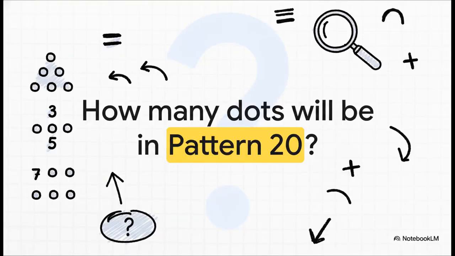Okay, so here's the puzzle we're tackling. We've got this sequence of patterns made out of dots. Pattern 1 has 3 dots. Pattern 2 has 5. Pattern 3 has 7. Looks simple enough, right? But here's the real question. How many dots are going to be in pattern 20?